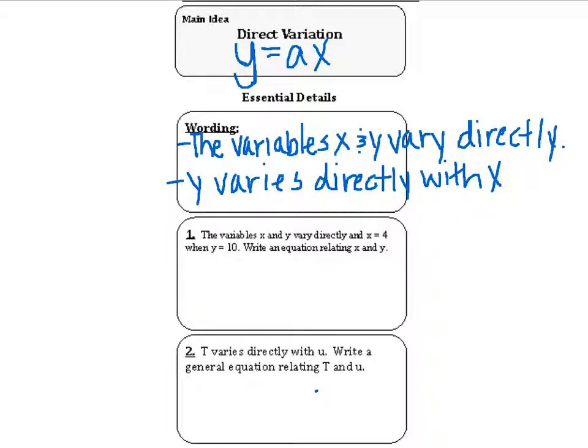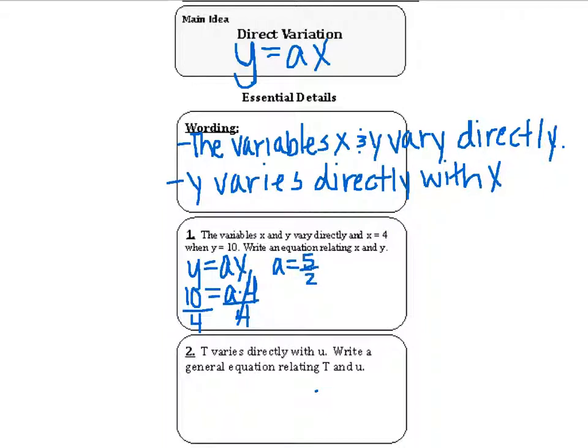So let's do this first example problem. It says the variables X and Y vary directly, and X equals 4 when Y equals 10. Write an equation relating X and Y. So right away, we know since they vary directly, we can write this equation, Y equals A times X. And it says Y equals 10, and X equals 4. So we're just filling those in. If we solve for A here, because we want to write an equation, I have A equals 10 over 4 reduces to 5 halves.